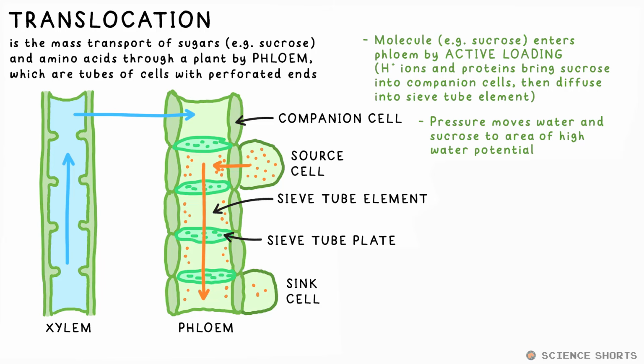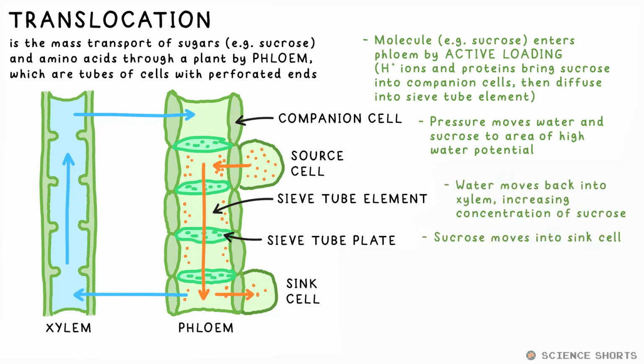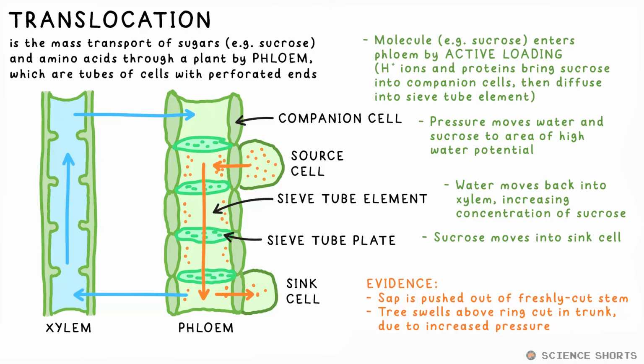This pressure moves the water and sucrose along the phloem to where there's a higher water potential, and it osmoses back into the phloem and sucrose is moved into the sink cell where it's needed. Evidence for this includes sap being pushed out of a freshly cut stem, swelling due to increased sugar solution if a ring is cut into a tree, and radioactive tracer experiments that show where the sugar moves.